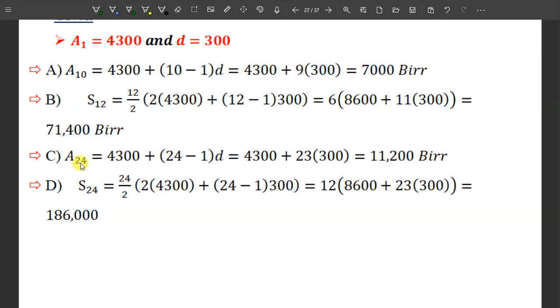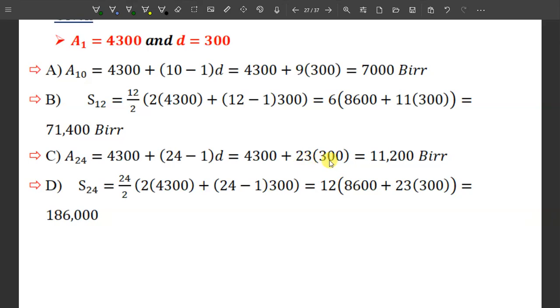A24, therefore A24 is equal to 4,300, the initial salary A1, plus 24 minus 1, which is n minus 1, and d is 300, and therefore 4,300 plus 23 multiplied by 300. First perform multiplication and then add the result with 4,300.